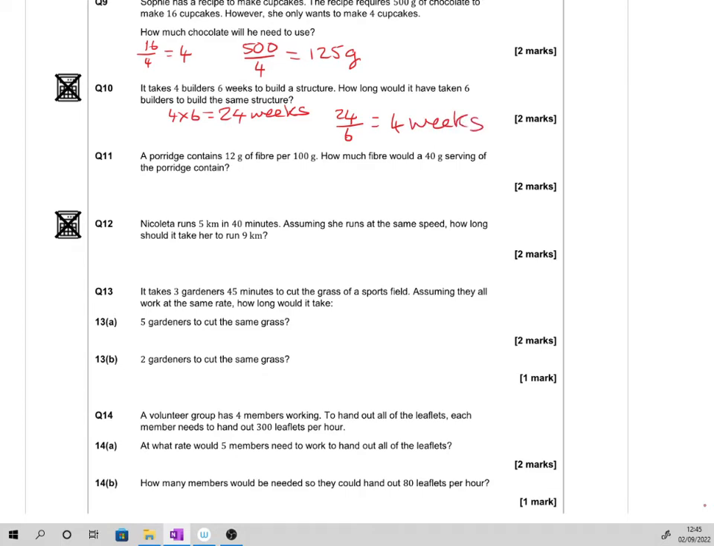A porridge contains 12 grams of fibre per 100. How much fibre would a 40 gram serving of porridge contain? Right, so we've got to scale it down from 100 to 40. So let's go. 40 divided by 100 equals 0.4. So if we get 12 times 0.4, which is 4.8, how much fibre? 12.8 grams of fibre.